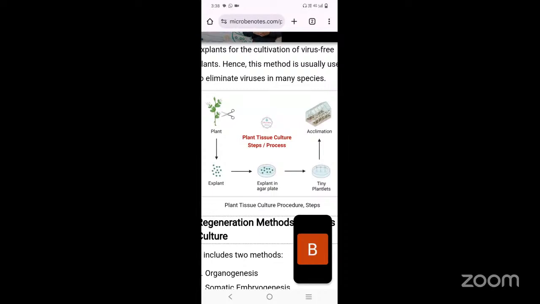Ex vitro rooting involves pretreating the shoots with phenols or auxins and then planting them directly in soil under high humidity, which has significantly lower cost of manufacturing. This technique also allows simultaneous acclimation of the rooted shoots. Here, the auxins we already discussed; when auxins are used, the callus shows rooting.